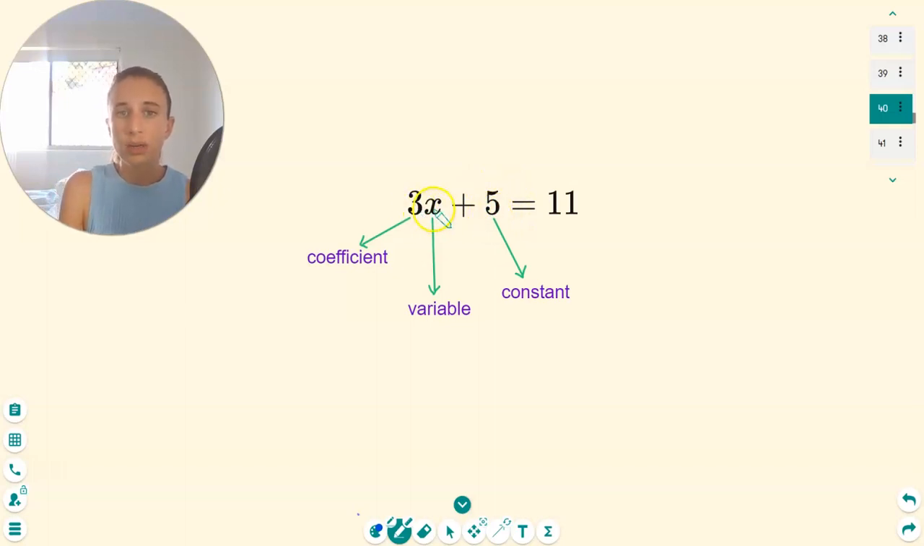So coefficient accompanies the variable. And then we've got the variable, which is just your letter, and your constant, which is your normal number, which is not accompanied by a letter.